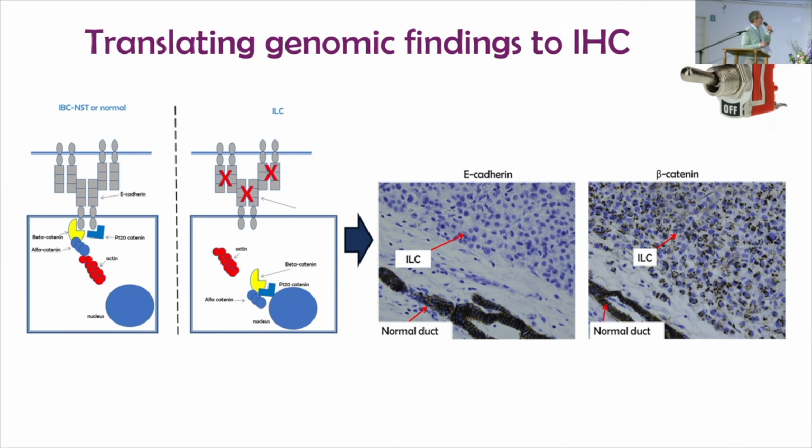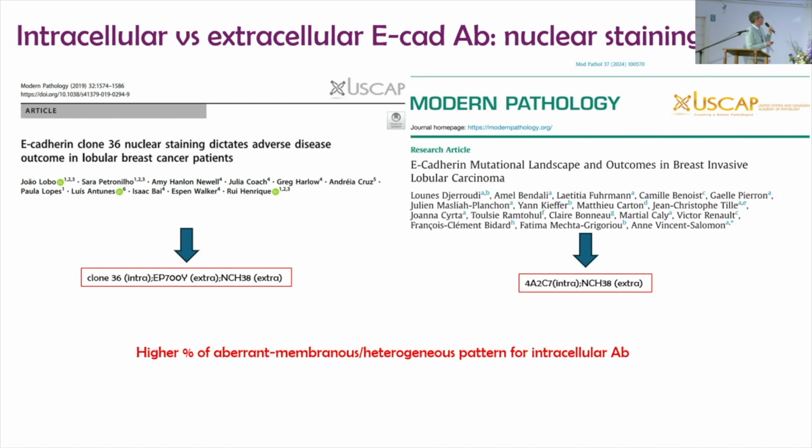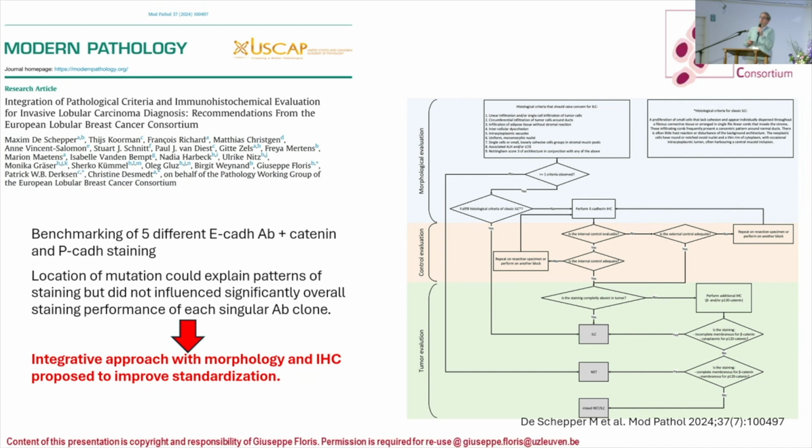What about my presentation? Well, I highlighted the usefulness of immunohistochemistry with E-cadherin, which works like an on-off switch in a majority of the cases. But we also understood that not all antibodies are made equal, and this difference is highly important whenever we are dealing with antibodies directed against the intracytoplasmic domain of E-cadherin. Then we took our endeavor in the Cadillac 1 study to benchmark 5 different antibodies, in which we could understand that the location of the mutation in the CDH1 gene can explain some patterns of staining, but the type of mutation didn't significantly influence the overall staining performance.